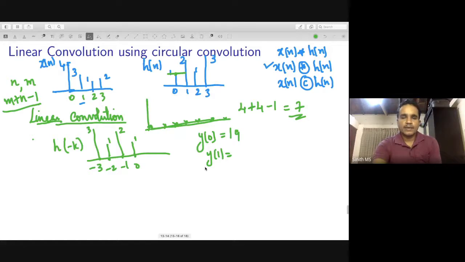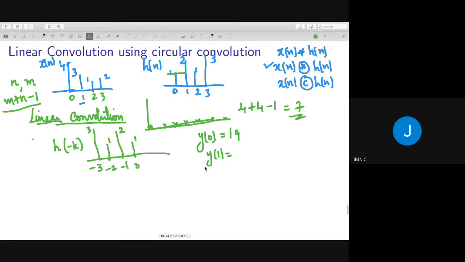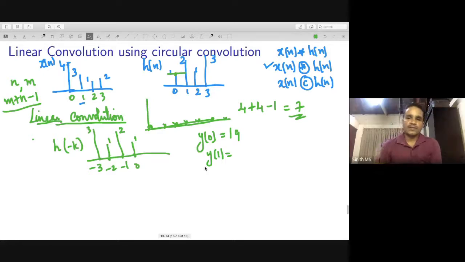What will be the value of y of 0? So 4. 4, very good. Y of 0 is 4. Why? Why is y of 0 4?